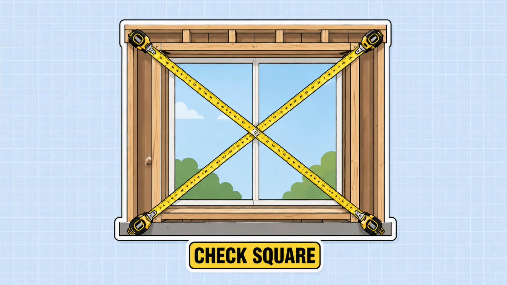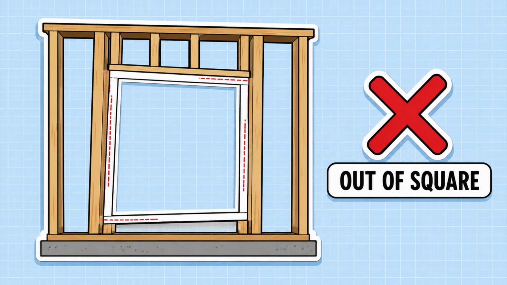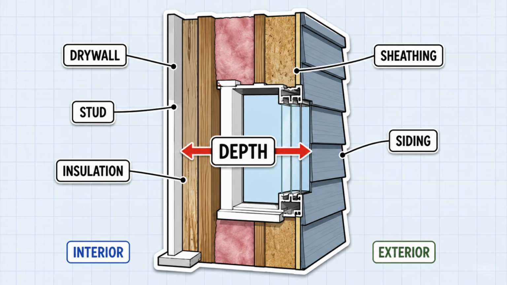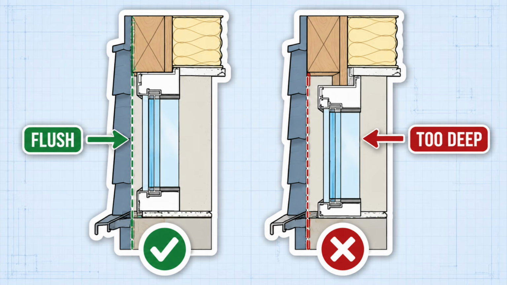Next, check if the opening is square by measuring both diagonals. If the diagonal numbers are far apart, the opening may be racked or out of square. That does not always stop the job, but it may change shimming, sizing, or whether you need a pro. Measure depth too, especially for replacements. You need enough depth for the new frame to sit properly without sticking out or blocking trim.